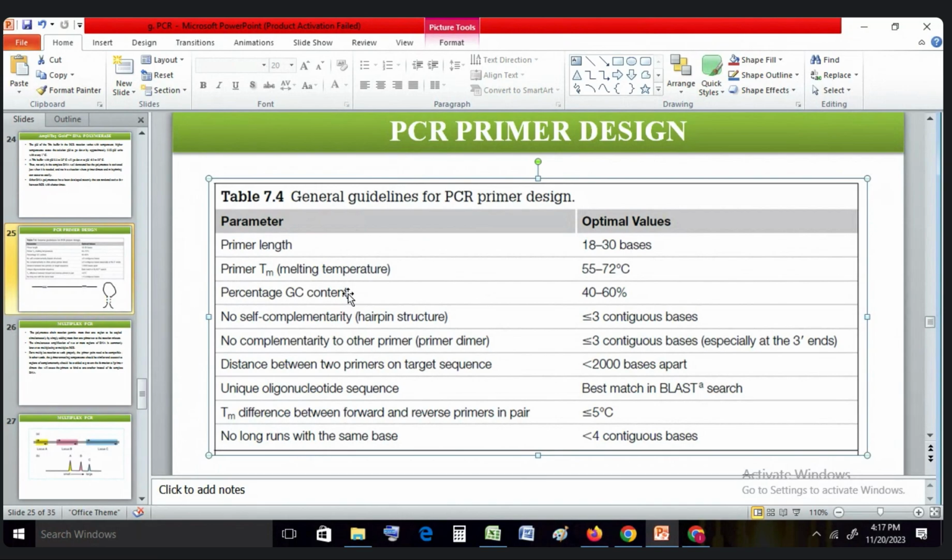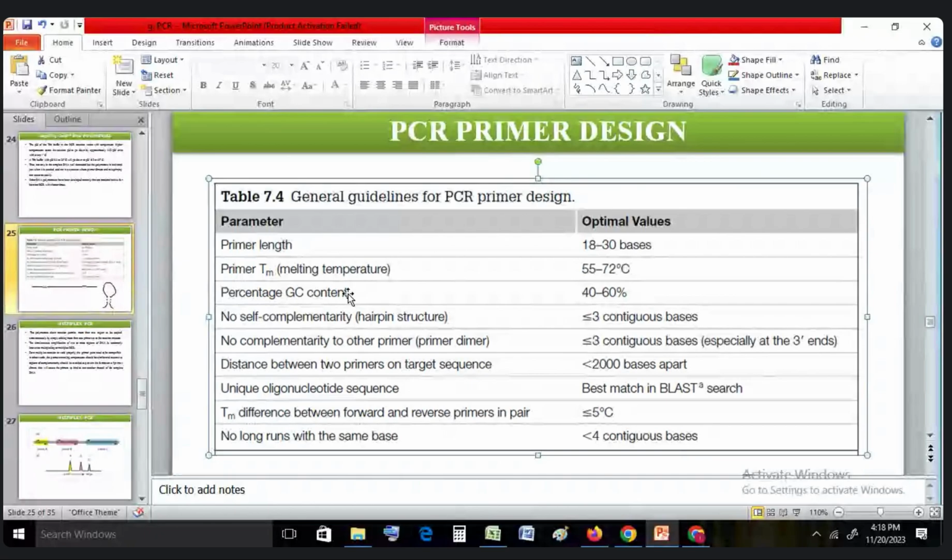GC content, or GC percentage, should be at least 40 to 60%. The idea is that G and C bind to each other with 3 hydrogen bonds, compared to AT. How many hydrogen bonds are there between A and T? Does anyone know? There are two bonds in AT and three bonds in GC. Exactly. In case of AT hydrogen bonding, it is only 2.